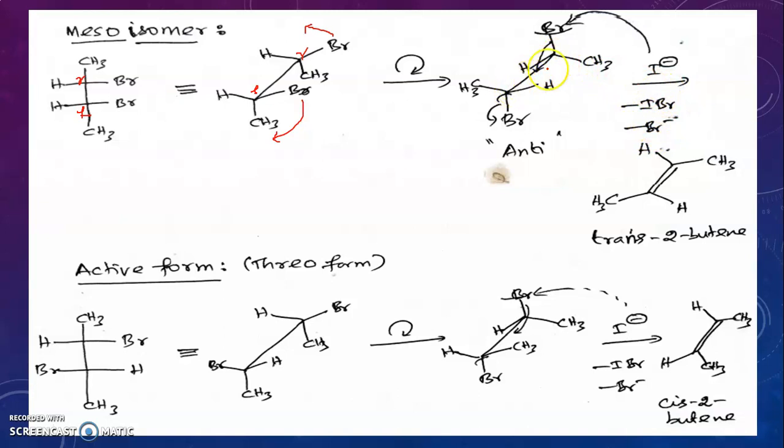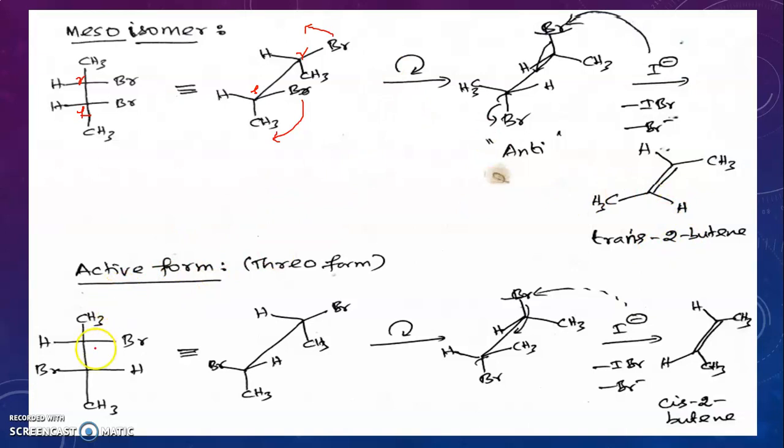Now you will get a double bond between these two carbons. See, once the double bond is formed, in the front carbon, methyl is left, hydrogen is right. In the rear carbon, methyl is right, hydrogen is left. So you will end up with a trans isomer. You will get trans-2-butene. Are you clear? So you will get trans-2-butene.